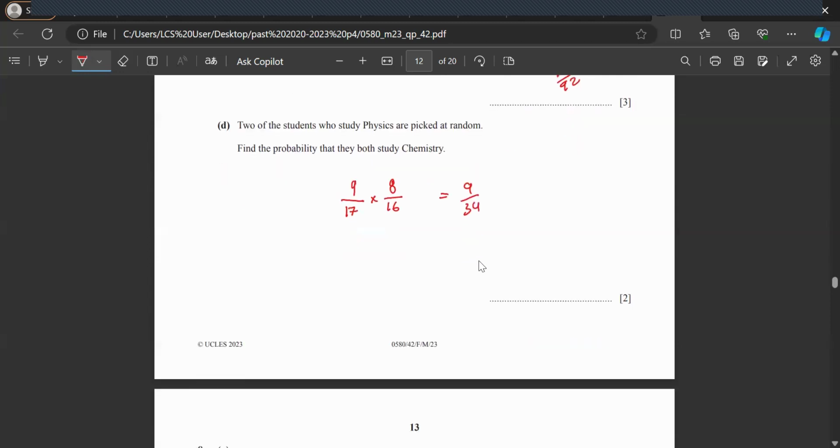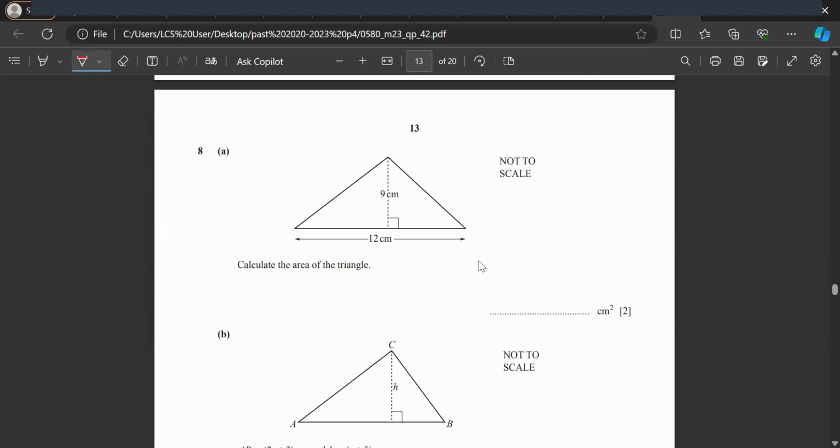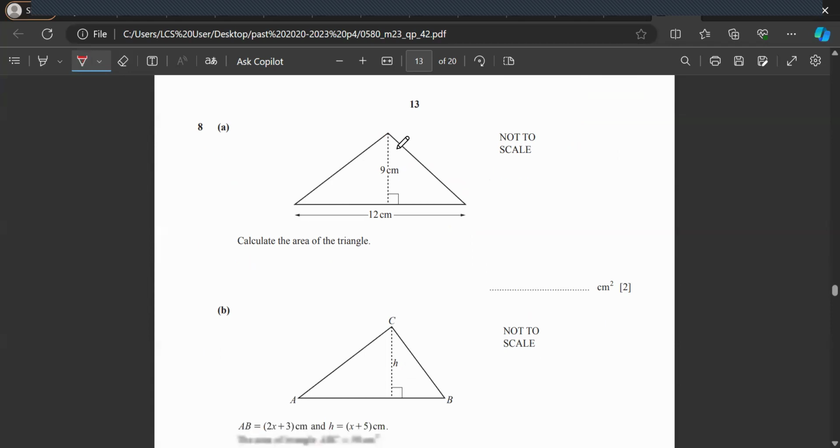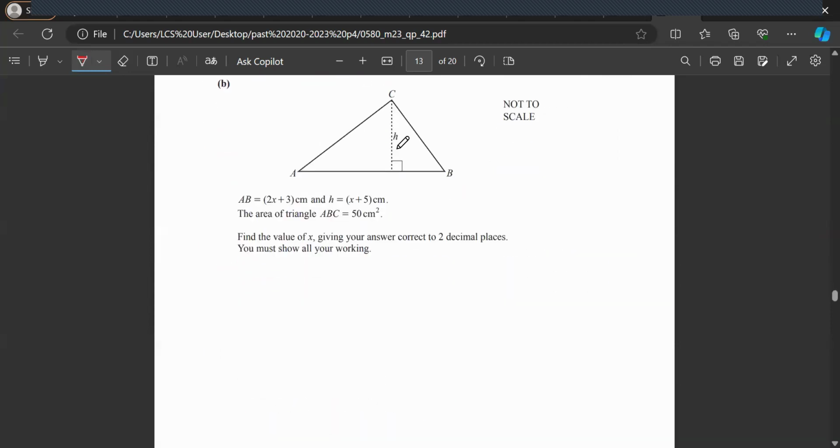Okay? You got it? Calculate the area of the triangle. This is very easy. Half times base times height. Okay. Next question. He's giving me AB and H and the area of the triangle 50 and wants to find X. What should I do here? The same. What is the rule of the area? Half times base times height.